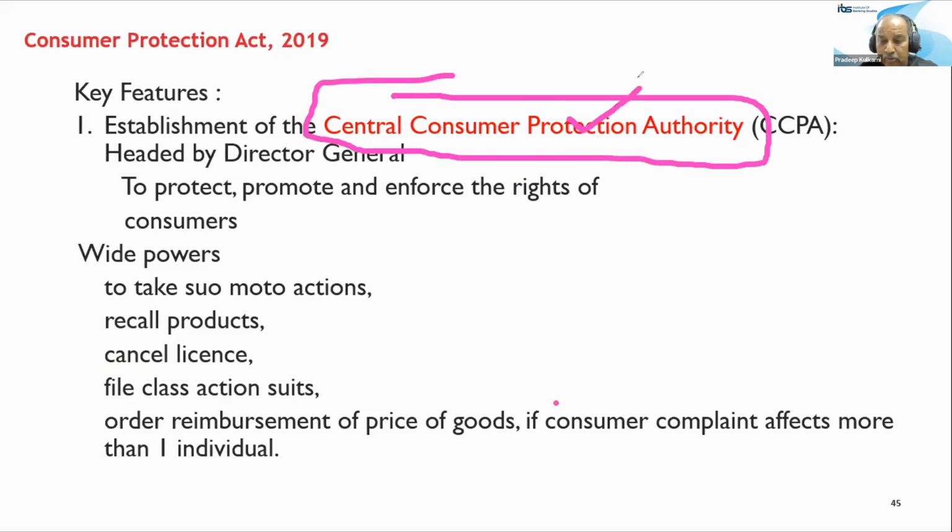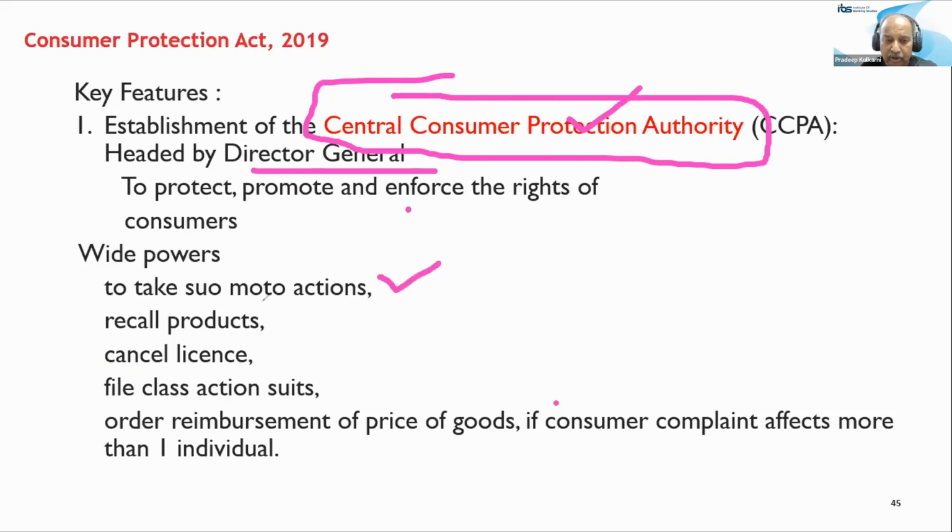Now, the Central Consumer Protection Authority is appointed, headed by a Director General level person, to protect, promote and enforce the rights of the consumer. And which are all the rights of the consumer? There is a big list. And he has got a very wide power.